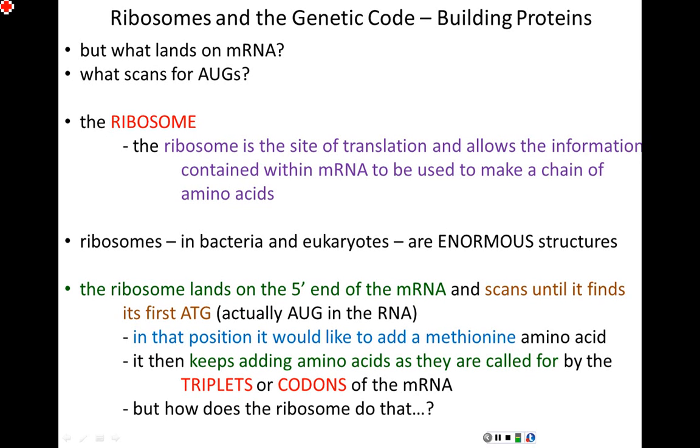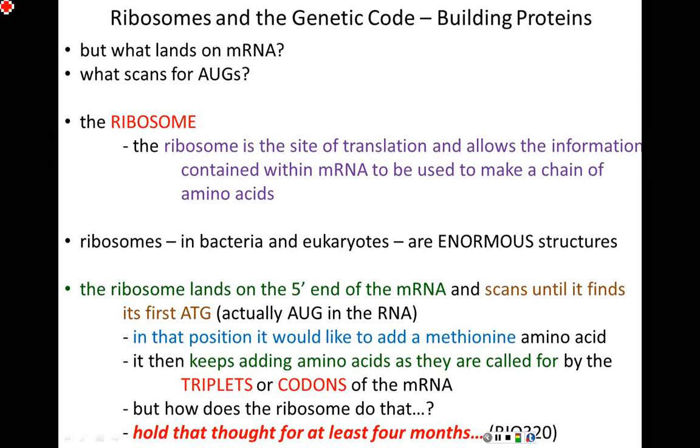So the ribosome keeps adding amino acids as they are called for by the triplets or codons until that stop codon is encountered. The deeper question, well, how does this work? How do you add amino acids? How do you know where to find the amino acids? How does the ribosome do all this? Well, if you're wondering all of those things, hold on to those questions for about four more months. And if you take Bio 320, Cell and Molecular Biology in the spring, we will answer all of those questions quite thoroughly.